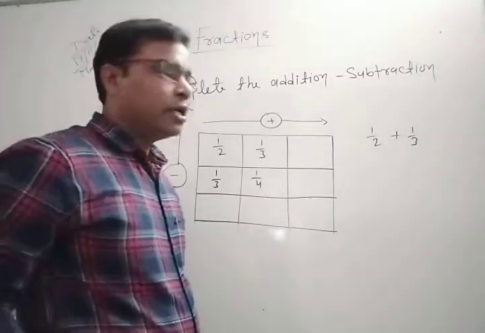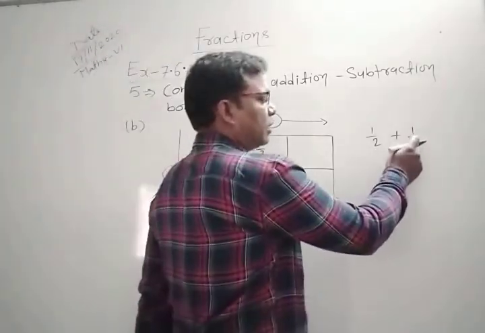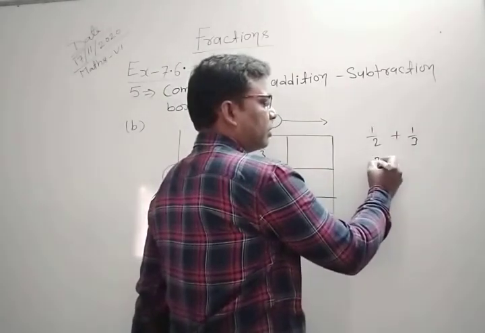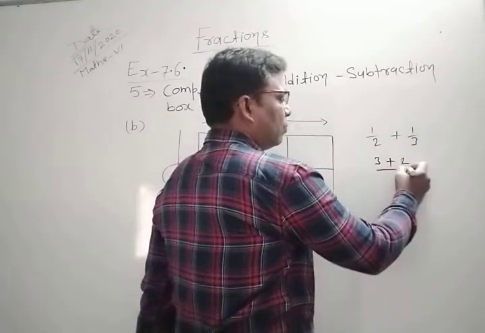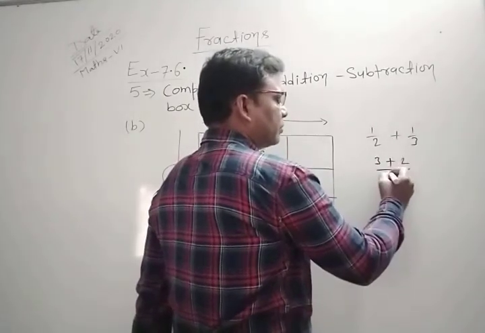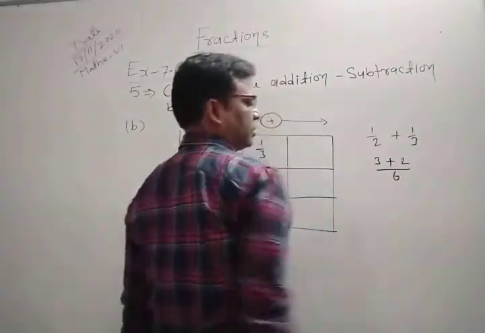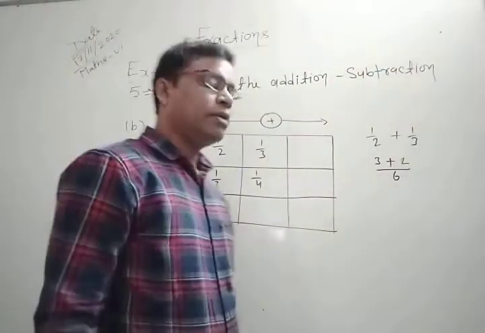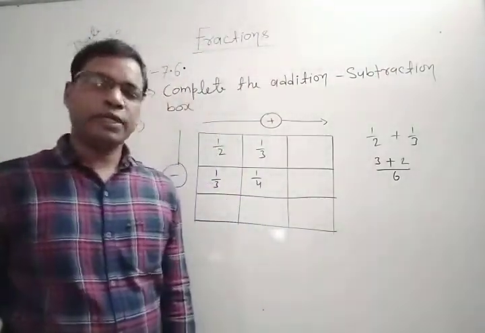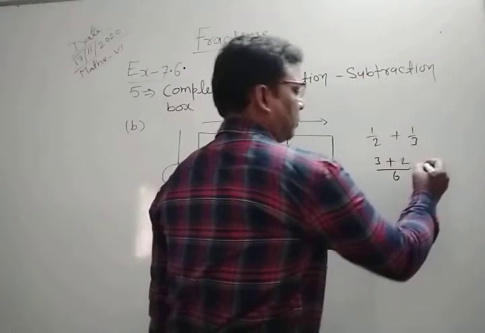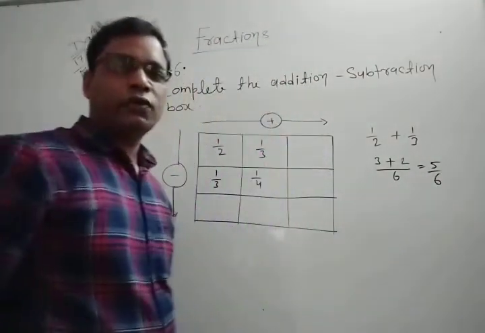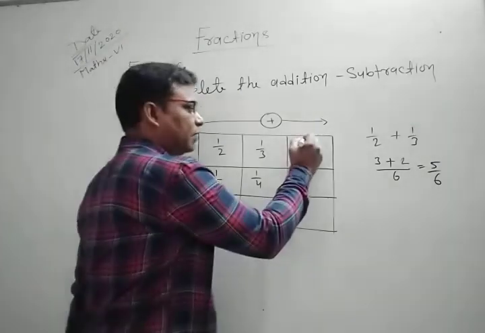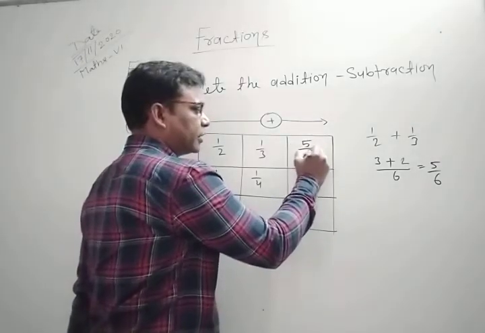How can we add them? We multiply 3 into 1, which is 3, plus we multiply 2 into 1, which is 2, and we multiply 2 into 3, which becomes 6. Okay. So 3 plus 2 is 5, giving 5 by 6. Clear? So you can write here 5 by 6.